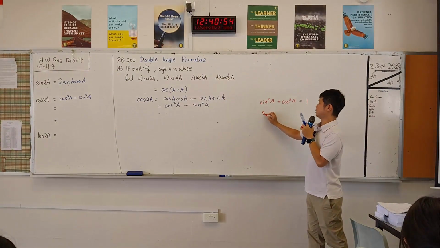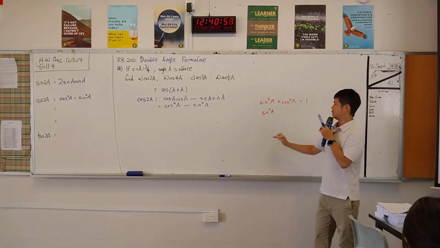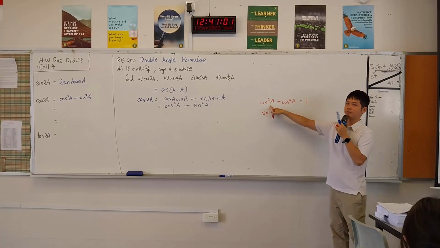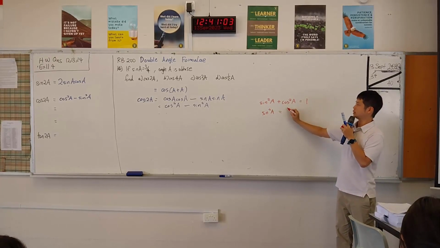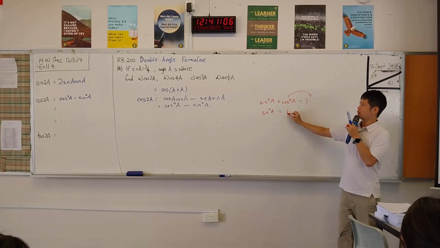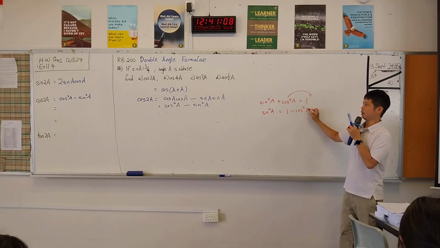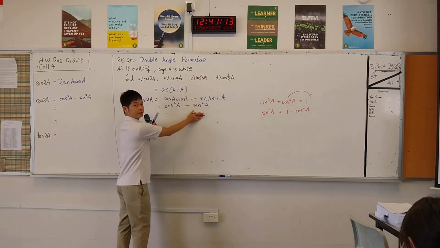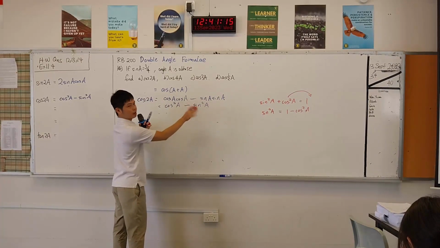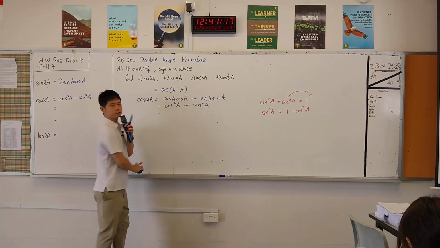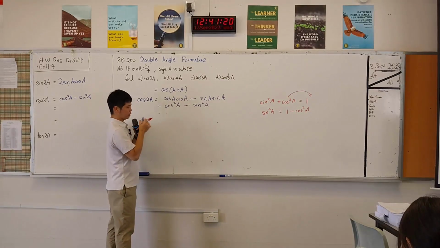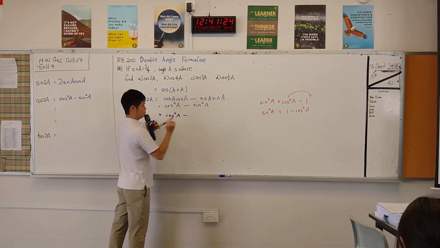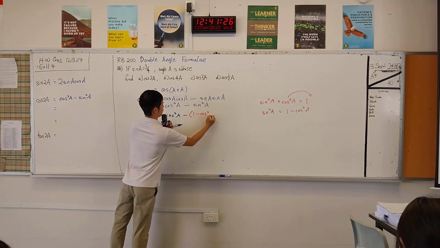So we will let sine square A be the subject, and then we will let cosine square A be the subject. Now if I let sine square A be the subject, what do I get on the other side? 1 minus cosine square A. So what it means is this: I'm going to remove this here, and I will change it to 1 minus cosine square A. So far okay? So I will rewrite another line equals to 1 minus cosine square A.